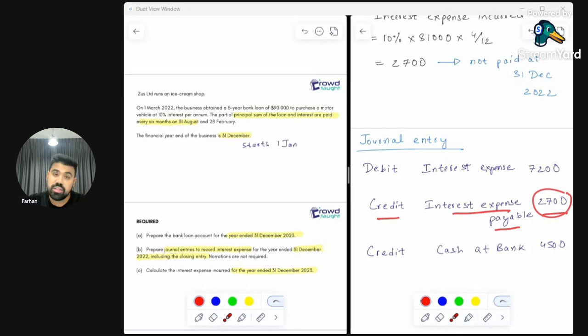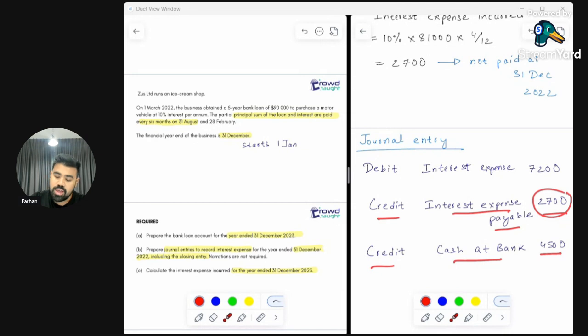All right, during the year, we know at 31 August 2022, we have made payment of $4,500 for interest expense using our funds available in the cash at bank account. So when we make the payment using the funds available in the cash at bank account, the cash at bank account is going to decrease. Cash at bank account in itself is an asset account. And when assets decrease, we credit it. So that's why we are crediting the cash at bank account by $4,500.